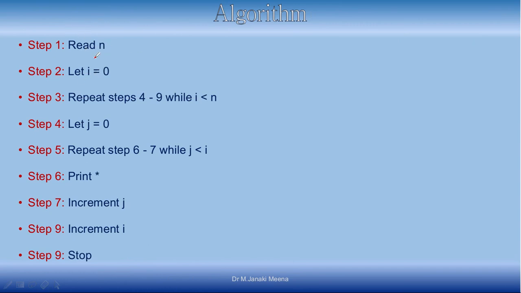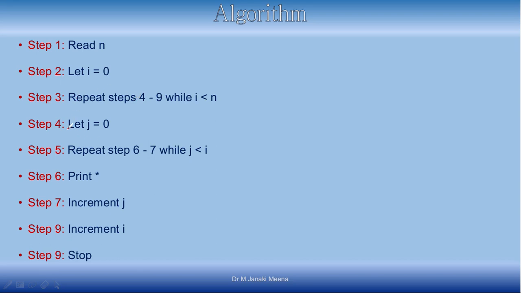The algorithm is simple English, isn't it? So you are going to read n, and then you have the variable controlling the iteration. Let it be i equal to 0, and you are going to repeat steps 4 to 9 while i is less than n. This loop is controlling the printing of one row, that is, the rows. So when I have n repetitions, I will get n rows.